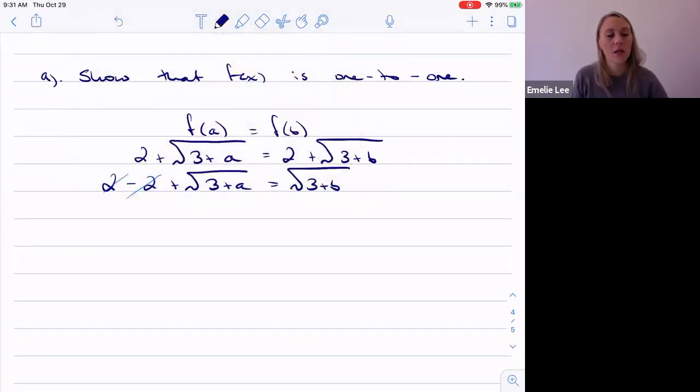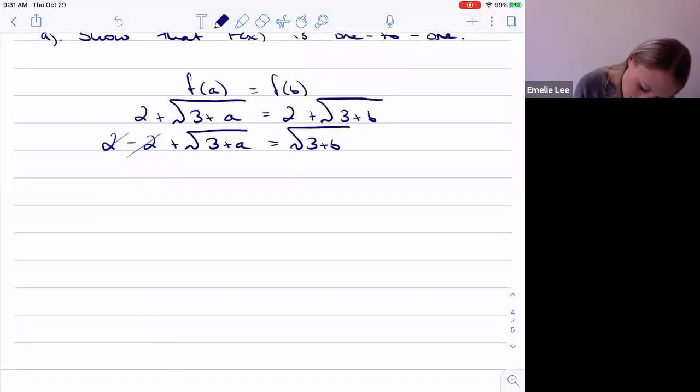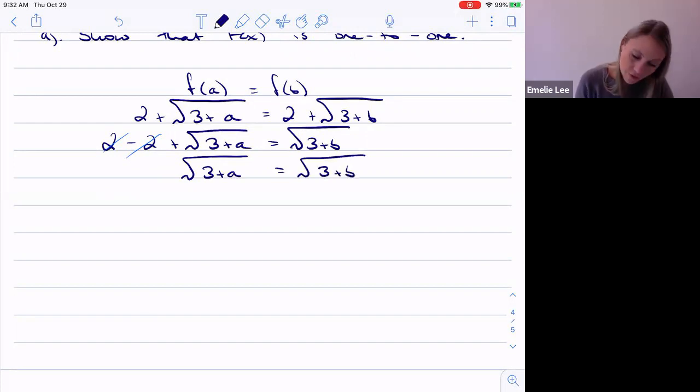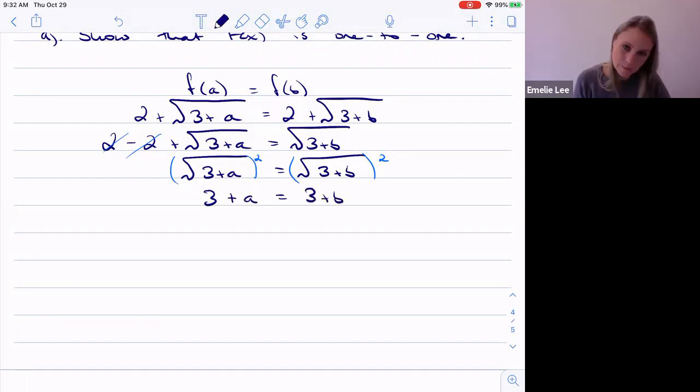Got rid of those. And so the root of 3 plus a is the root of 3 plus b. If I square both sides, I'll show that in blue, then those square roots go away. So now I have 3 plus a is 3 plus b.